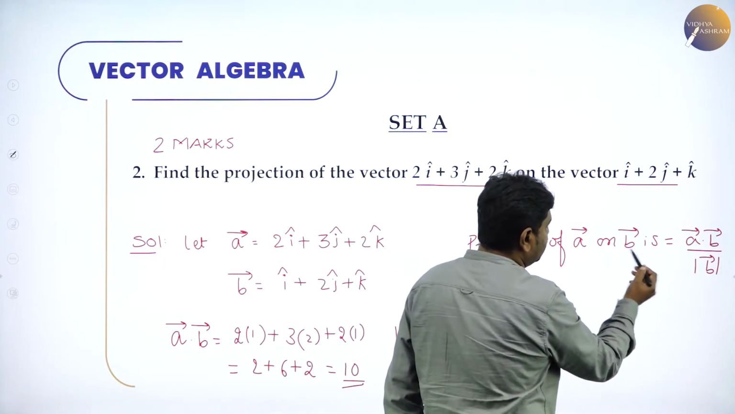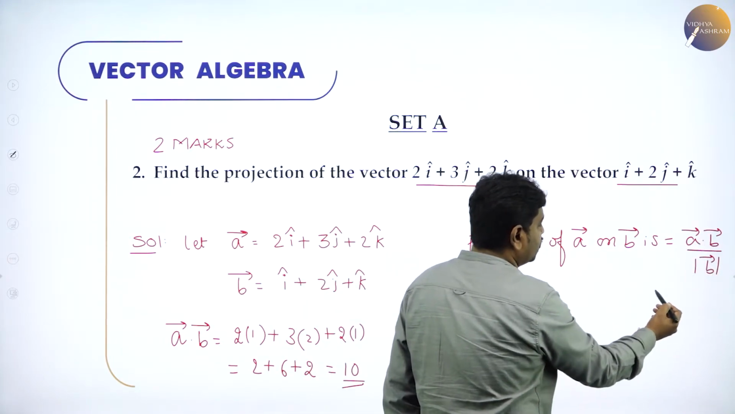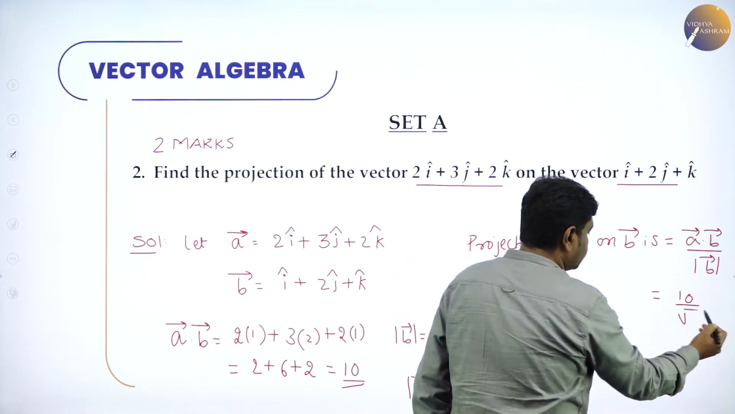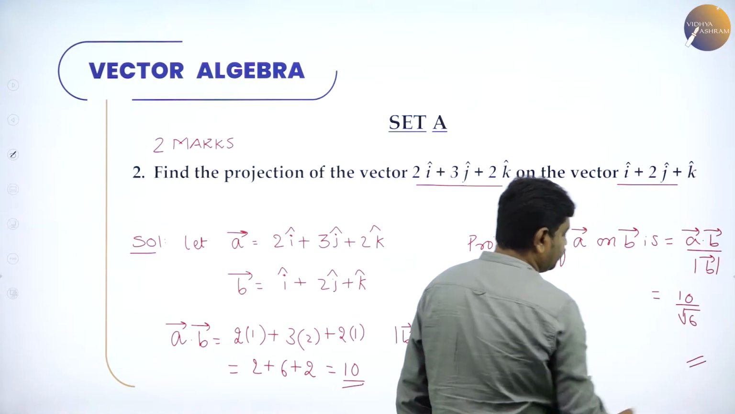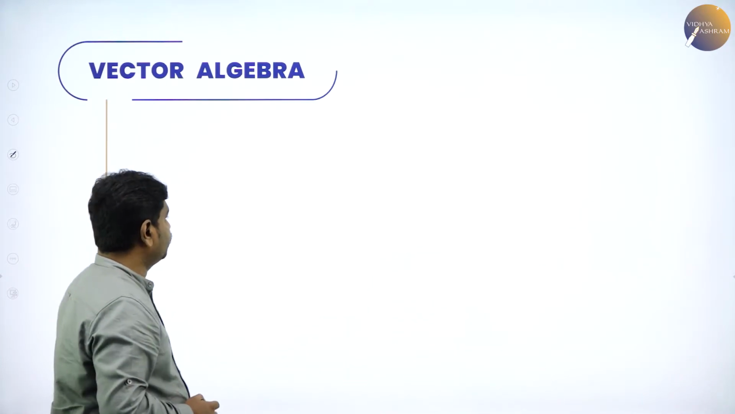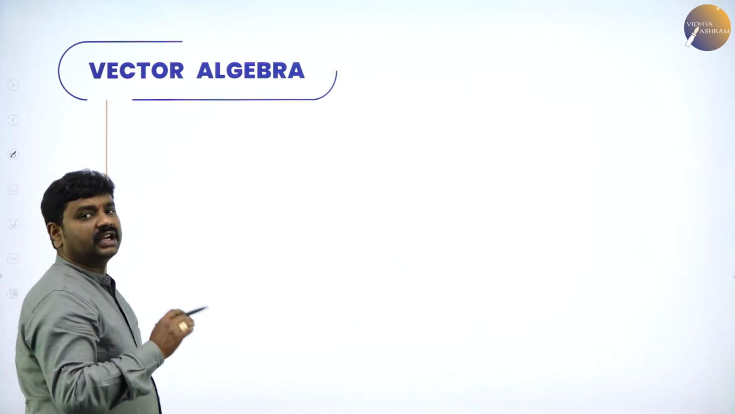Projection of A on B is A dot B by magnitude B. What is A dot B? 10. What is magnitude B? Root 6. 10 by root 6 is the answer. I hope all of you understood this.